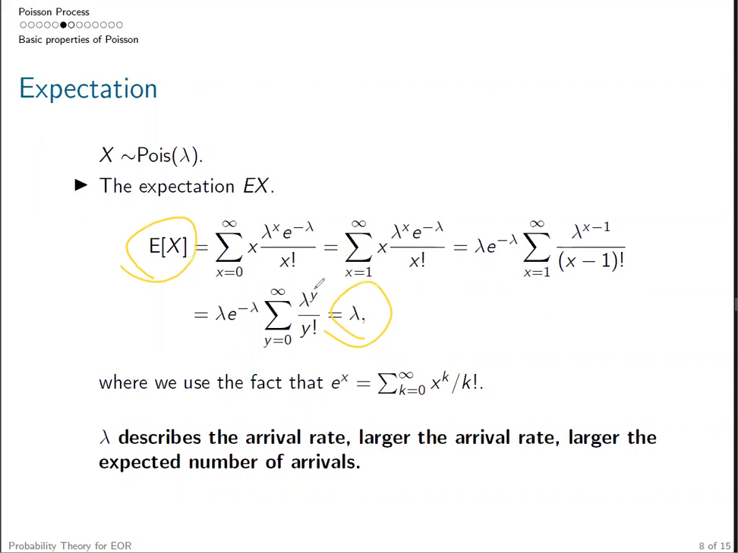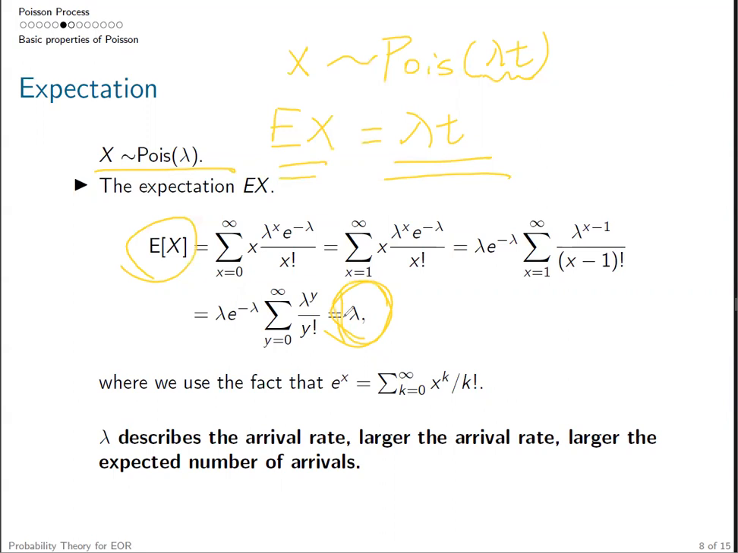Suppose we are considering the arrival rate within a length of t. Now the arrival rate for that will be lambda t, and the expectation of x will be lambda t, right? So this is a very natural result here. We have done the expectation.